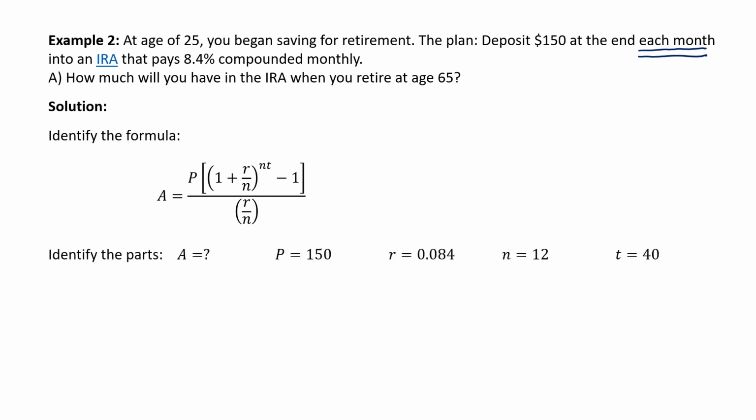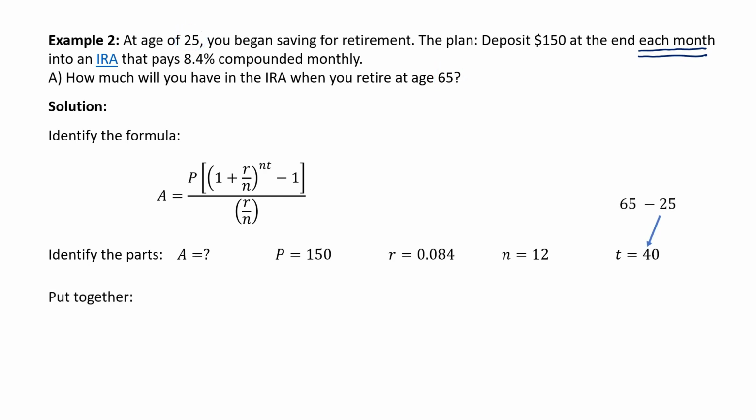Now let's identify the parts. You're looking for your future value or your account balance. You're going to make a payment of $150 every month. Your rate of 8.4% in decimal form is 0.084. N is the number of payments you make every year. You do it every month, so that's 12, and T is 40. That's the age at which you retire, 65, minus when you started, 25.